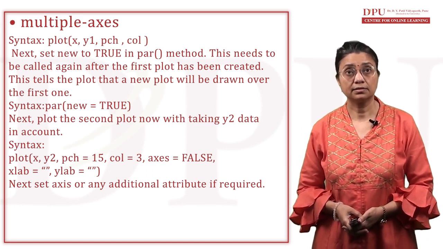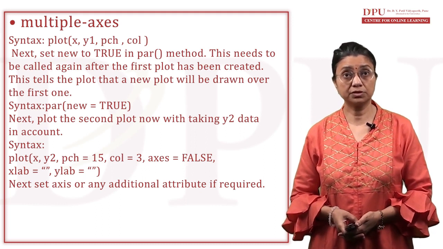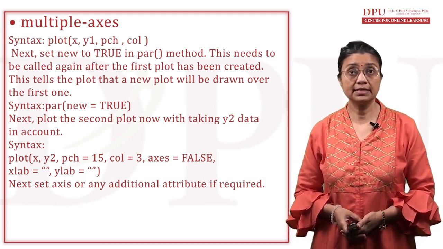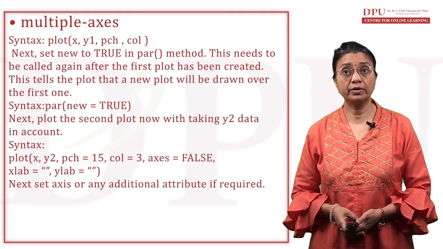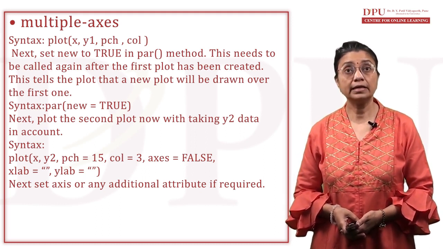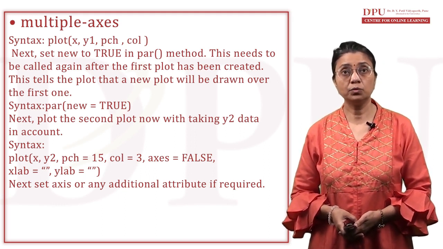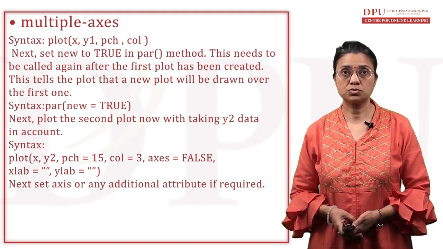Next, set new to true in the par method. This needs to be called again after the first plot has been created. This tells the plot that the new plot will be drawn over the first one. So basically the par method is used to recreate another axis. You can see par(new=TRUE).